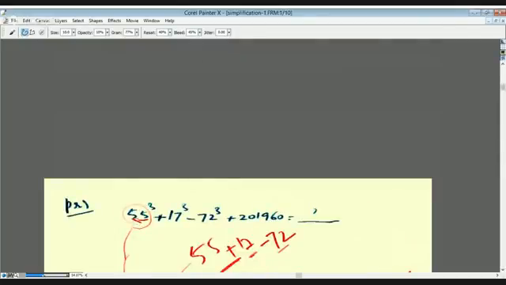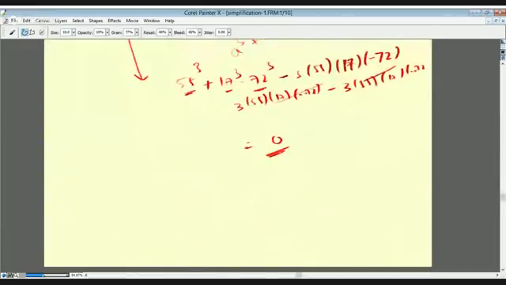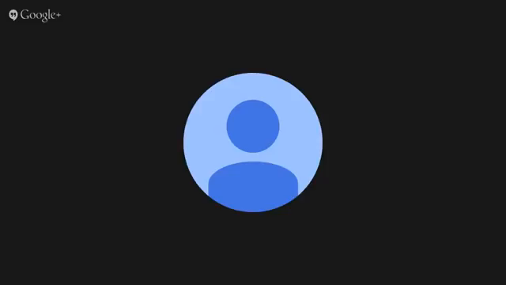Yeah, this is how we solve the problems. What I solved are very basic problems through substitution, without going through any long method. And try to remember one thing, the formulas of a cube plus b cube and a cube minus b cube are very, very important.